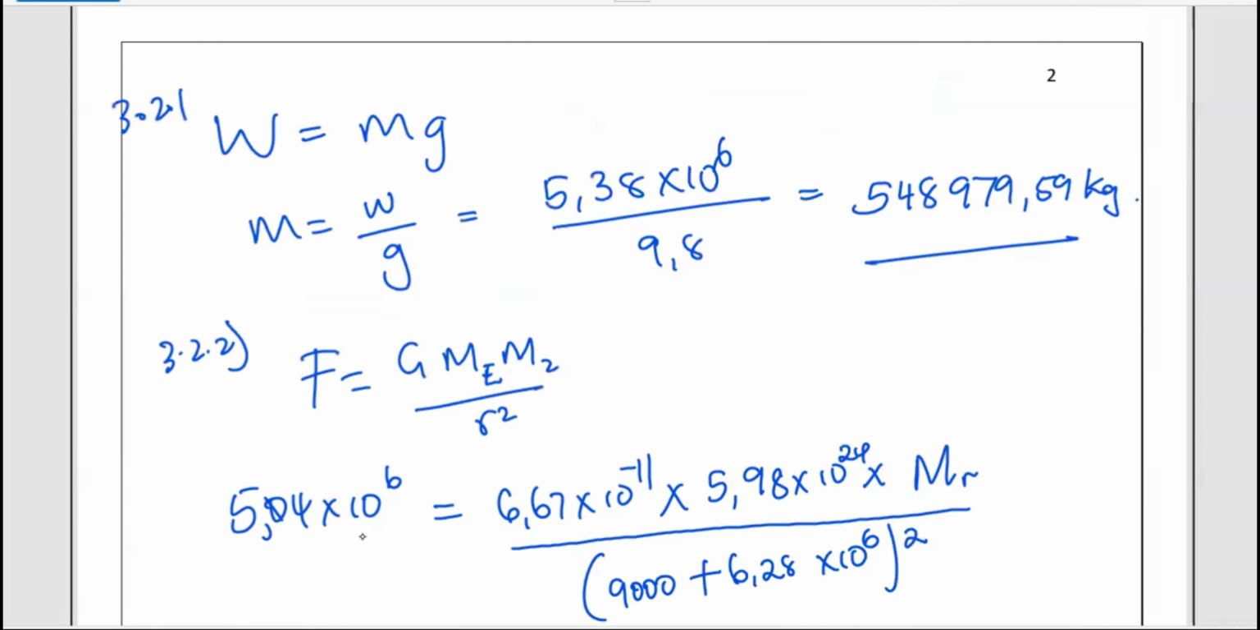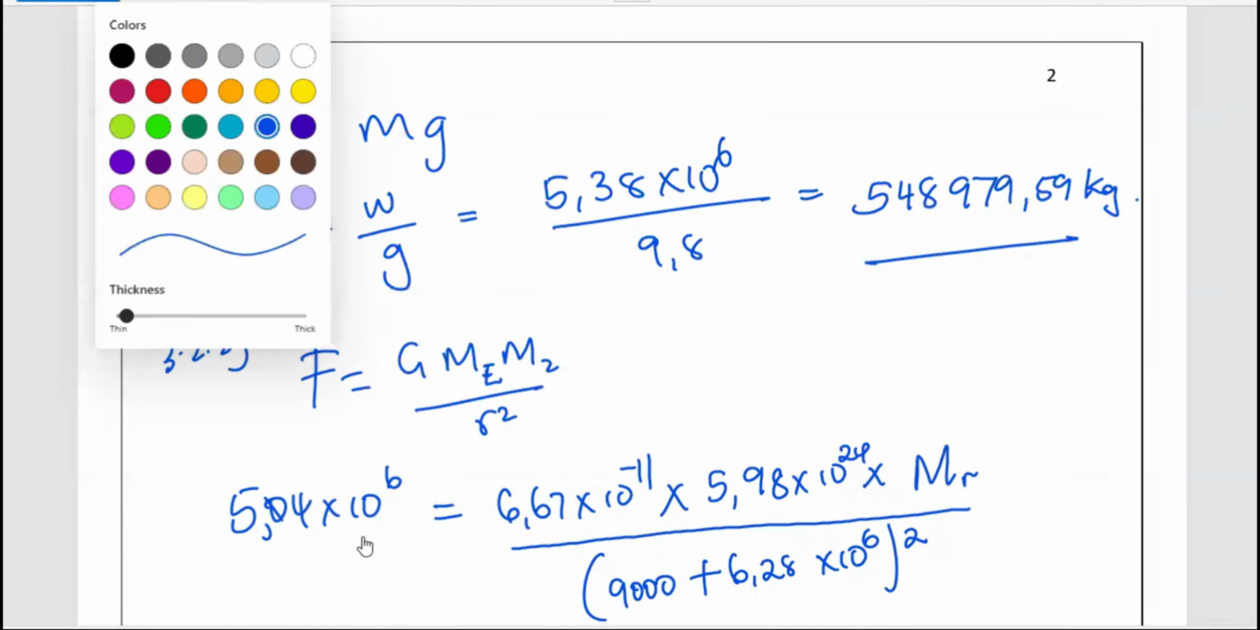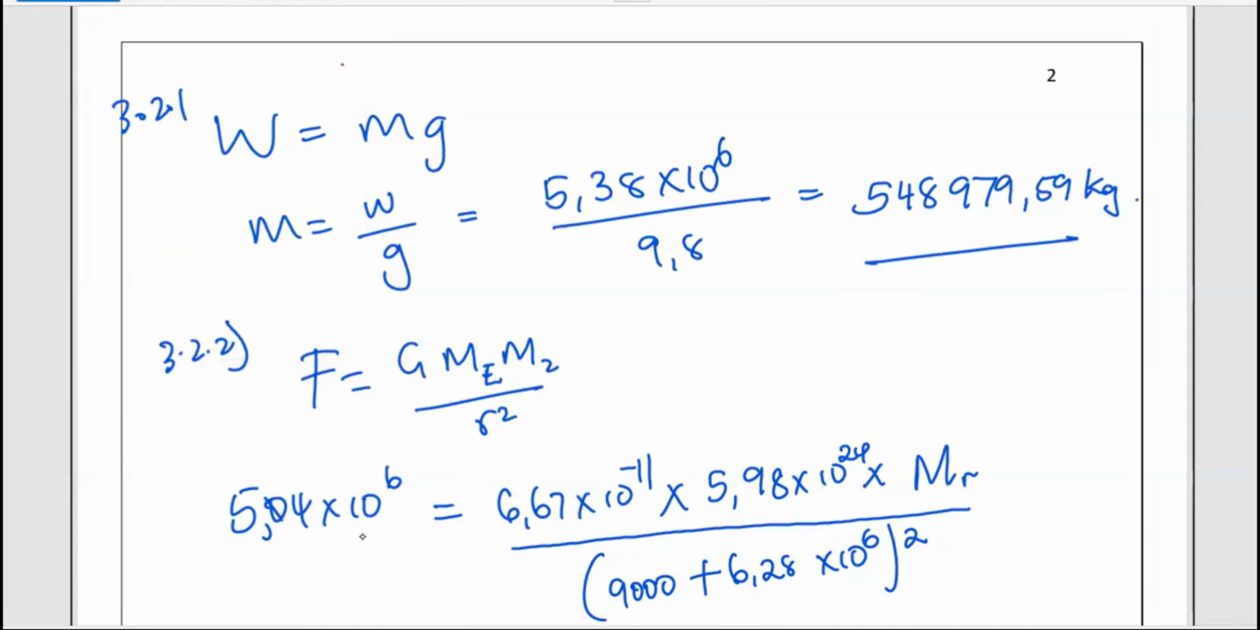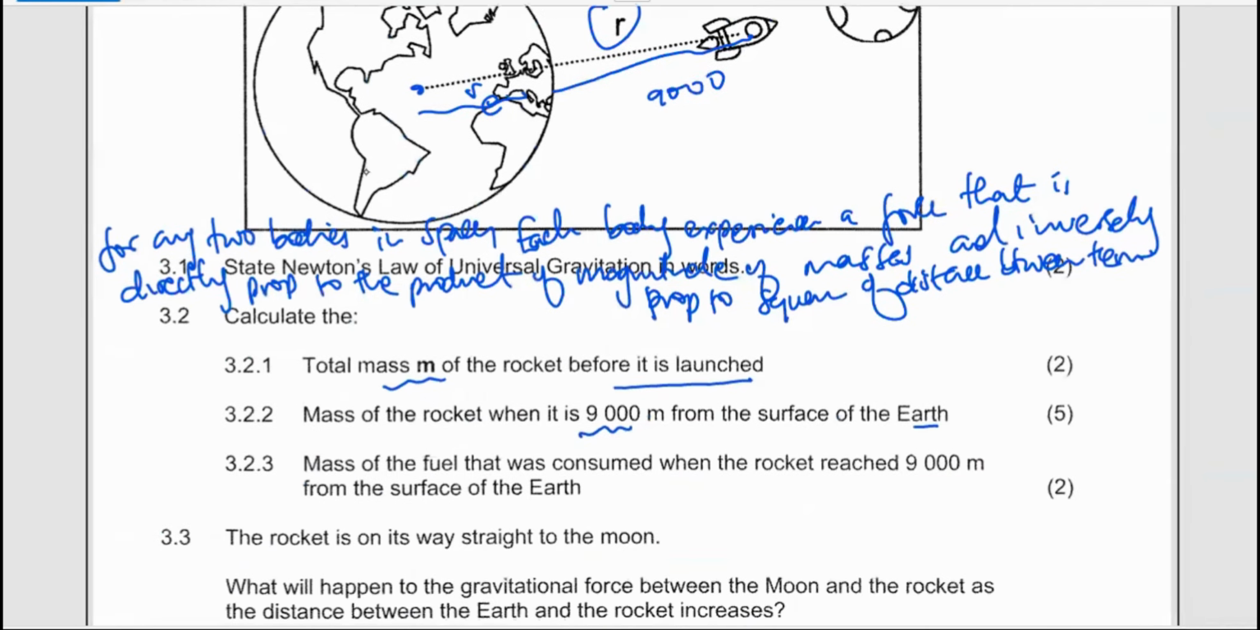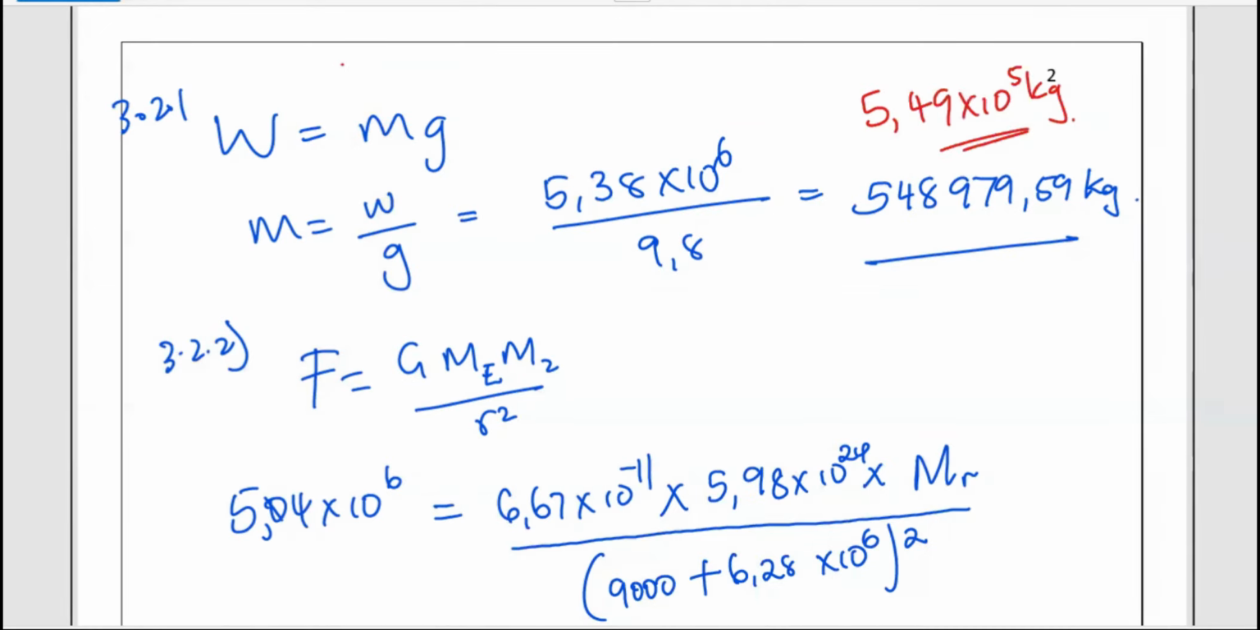This one, we can also write it in that same form, okay? Meaning that it will be 5,49 times 10, 1, 2, 3, 4, 5 kilograms. Okay, then the next question. They want us to get the mass of the fuel that was consumed. So for us to get the mass of the fuel, we're going to get the answer in 3.2.1, subtract the answer in 3.2.2, and get our answer for the mass of the fuel that was consumed.